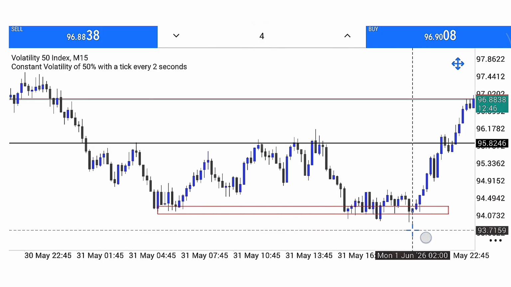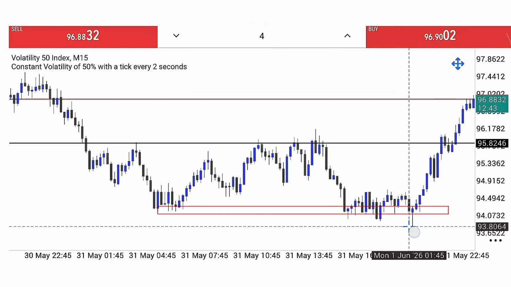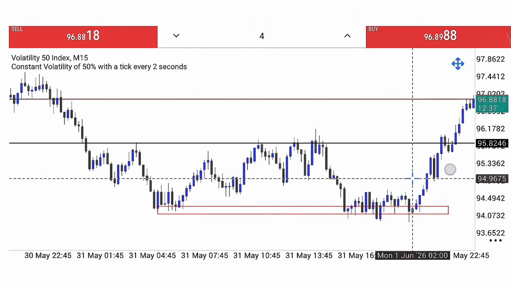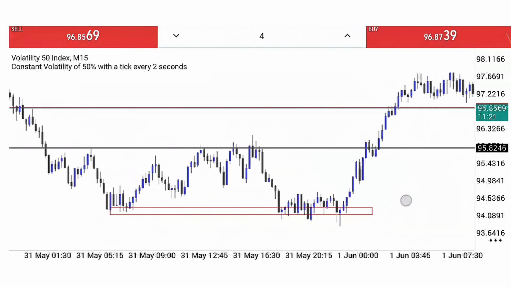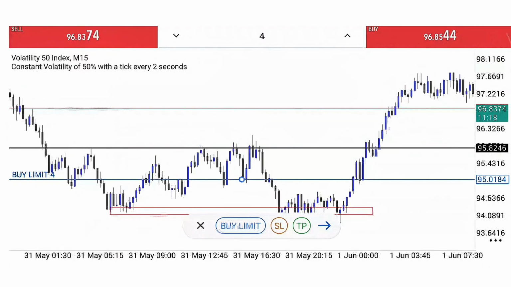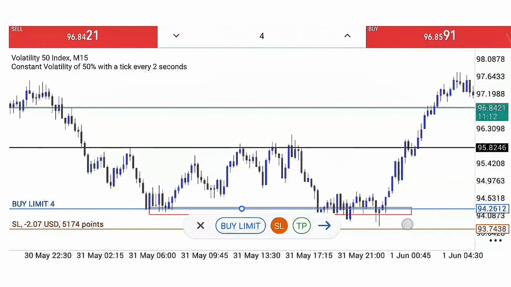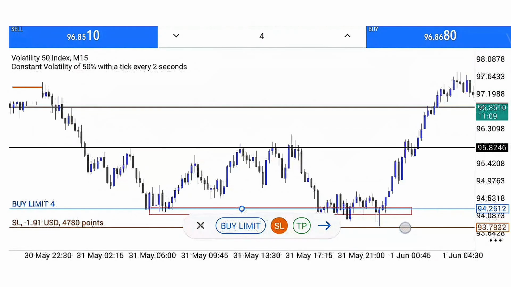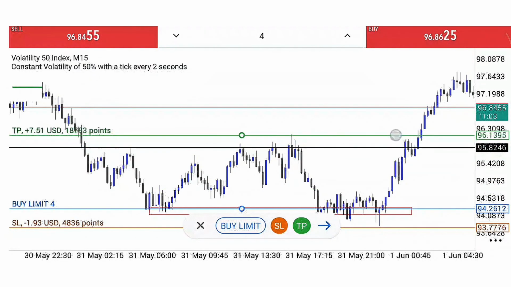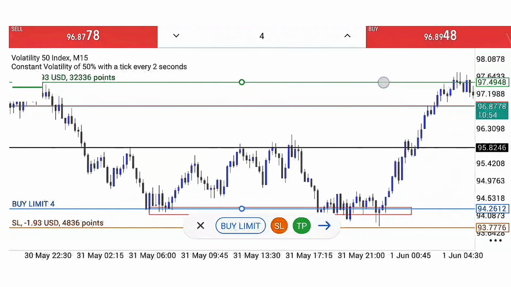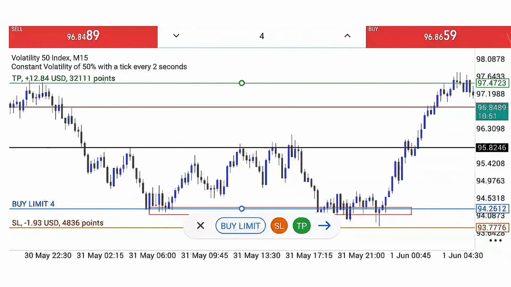So right here we have a pin bar. Yeah, this is a pin bar here. When you see a pin bar, you can now take your trade. So for example, let's say I took a trade here after I saw this pin bar. Then I put my stop loss here. That is $1.93. If I place my take profit target here, I'll be making $7.56 for the trade. And if I place my take profit target at the top here, I'll be making $12.84 per trade.